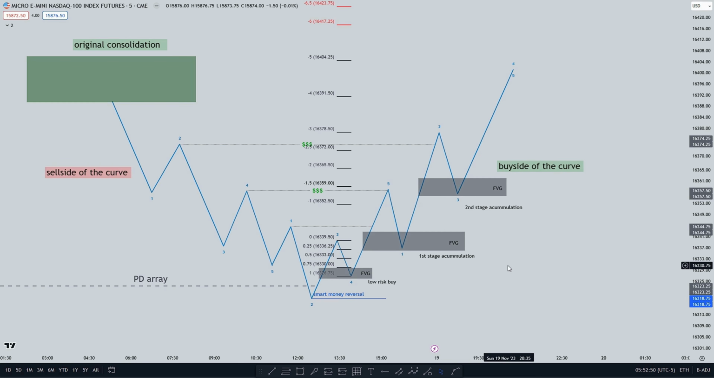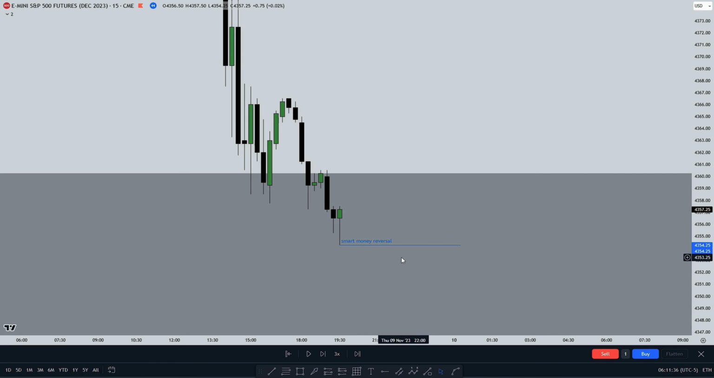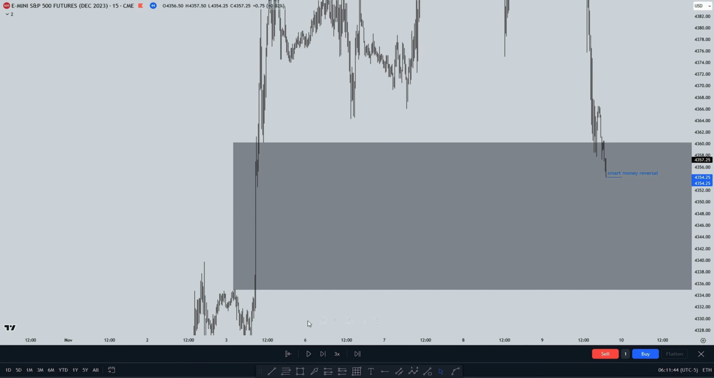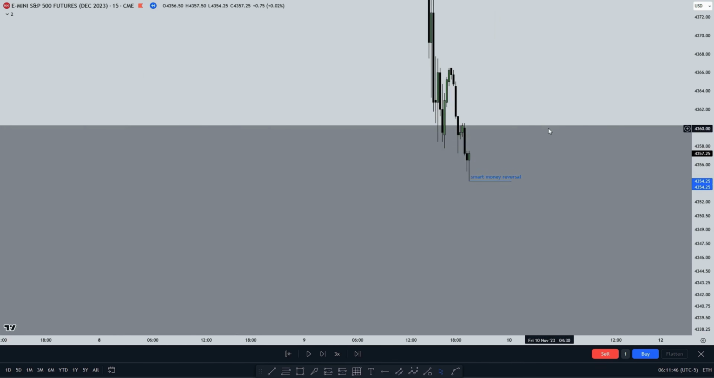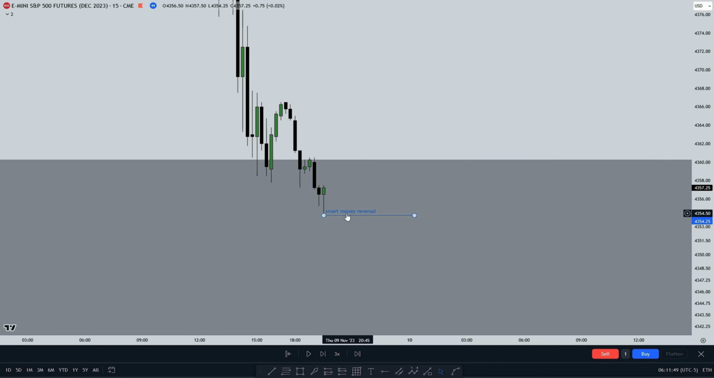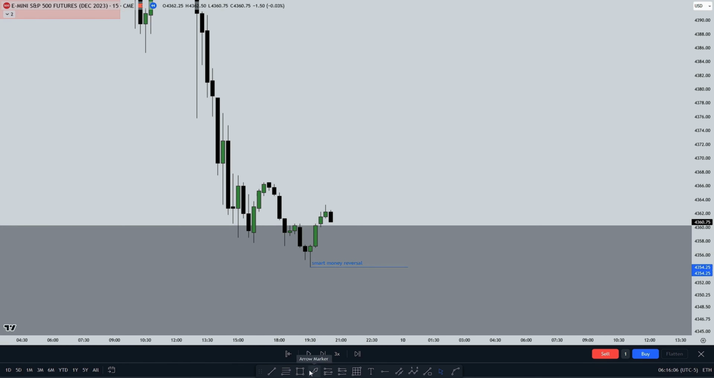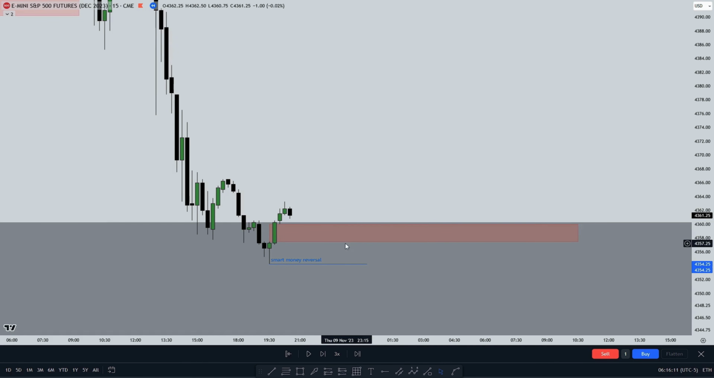So now that we know what a market maker buy model is and what a market maker sell model is, we can go into the charts and find some examples. The first example I'm going to show you is a market maker buy model, and right here we have touched a 4-hour fair value gap. So now we could be anticipating a smart money reversal. So right here we form a fair value gap, and this fair value gap could be used as your low risk buy.